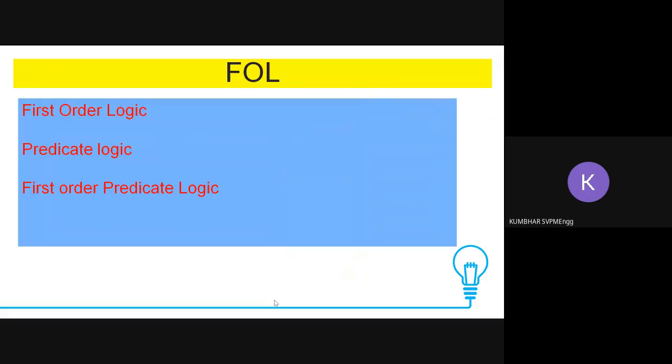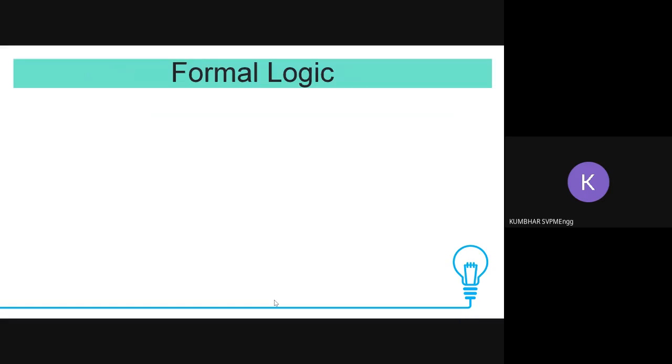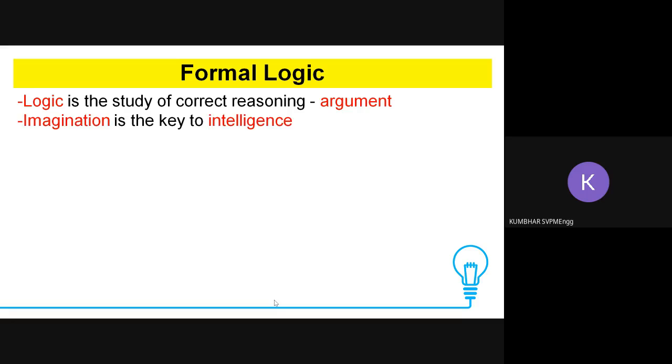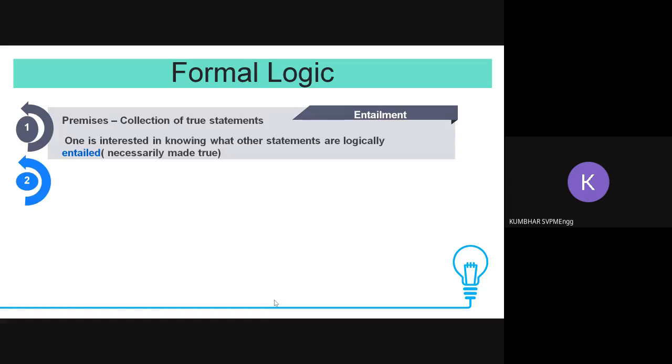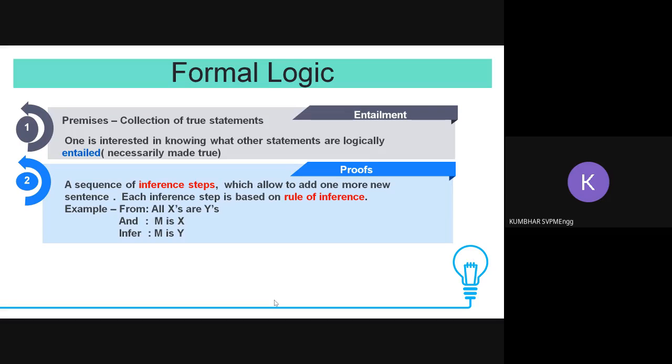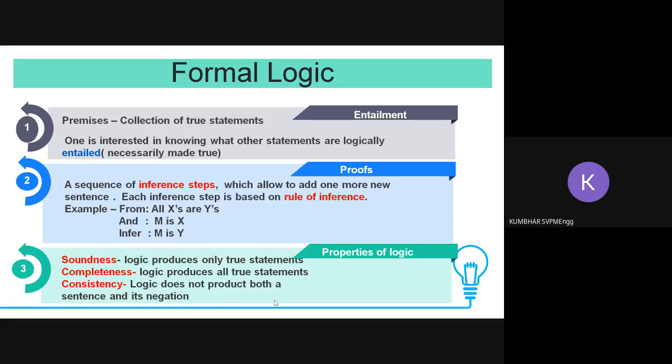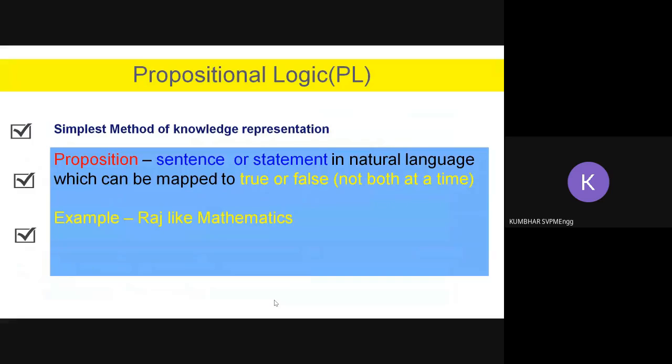So let's go. In the last session we talked about propositional logic. We discussed what logic is and how we can represent it. We saw entailment, that is, how we can prove that things are true. We learned to write proofs. Also we discussed three properties of propositional logic: soundness, completeness and consistency.